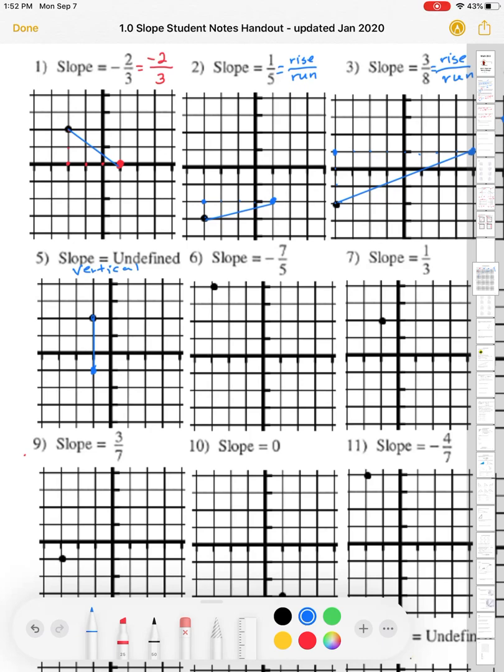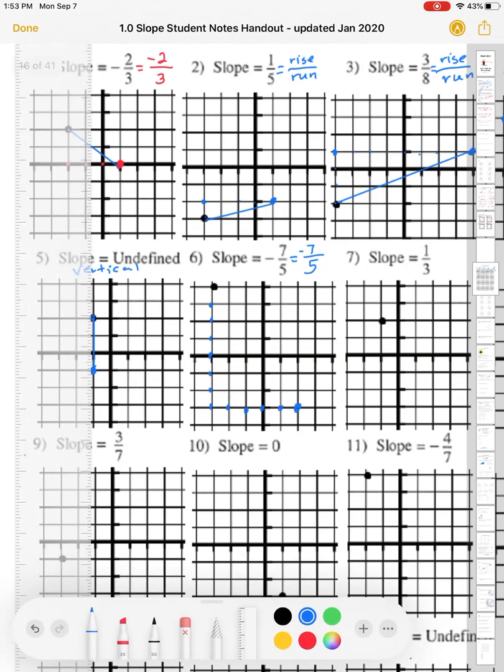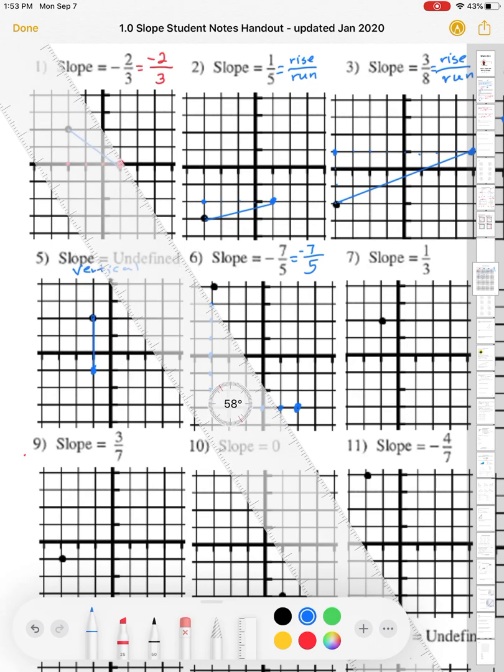Okay. We have a slope that is negative 7 over 5. So make the rise negative and the run positive. So we're counting down. 1, 2, 3, 4, 5, 6, 7. And over 5. 1, 2, 3, 4, 5. We'll put our ruler in.